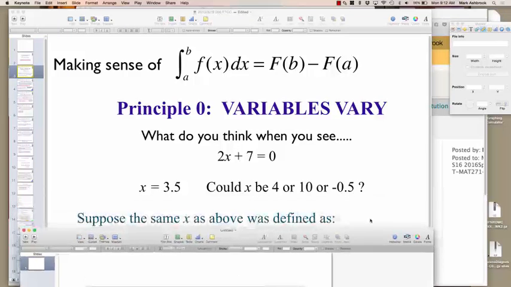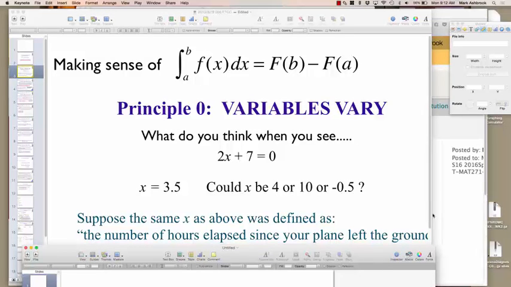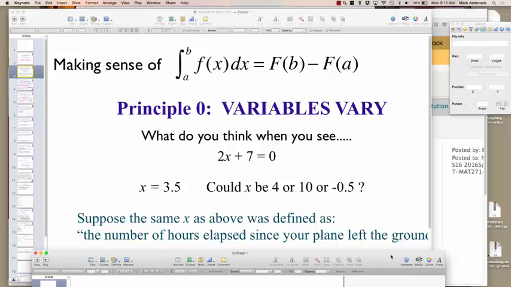Maybe? Okay, suppose that same x is defined as the number of hours elapsed since your plane left the ground. That's that same x that we just solved for as 3.5. Could x be 4? The number of hours elapsed since your plane left the ground. Could x be 4? Sure, 4 hours since your plane left the ground. Could x be 10? Yeah, could x be negative a half? Yeah, it could. How could it be negative a half? Half an hour before you took off. 30 minutes before you took off.